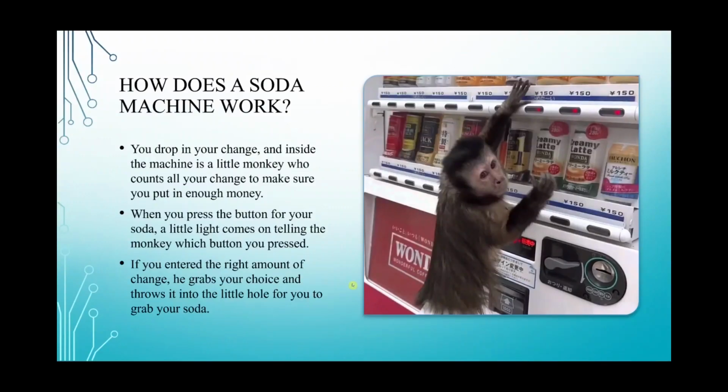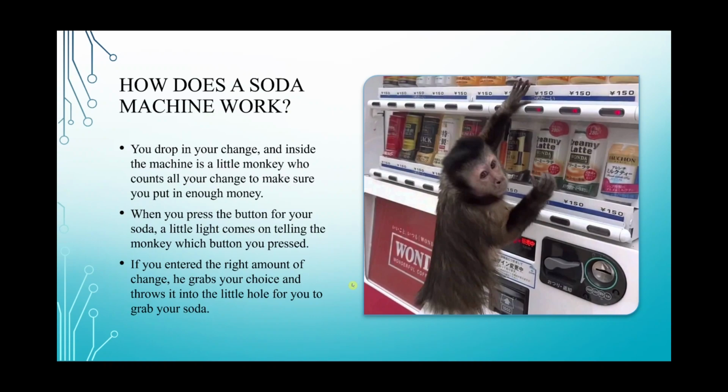So let's now talk about interfaces. One of the good examples would be the soda machine. The soda machine works exactly this way. You drop some coins, and the machine counts the coins. If you have enough coins to buy a drink, then you get to select the drink. After you select the drink, the machine is going to hand it to you or drop it in a hole where you can get it.